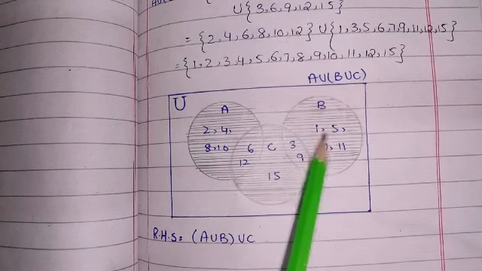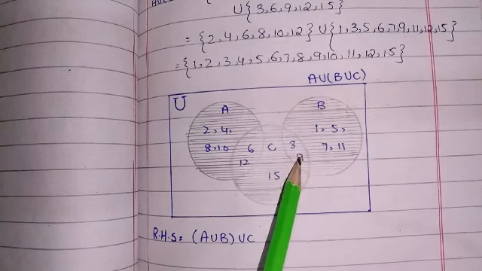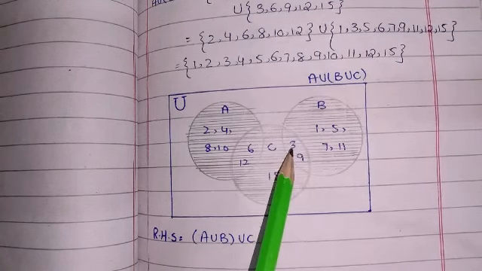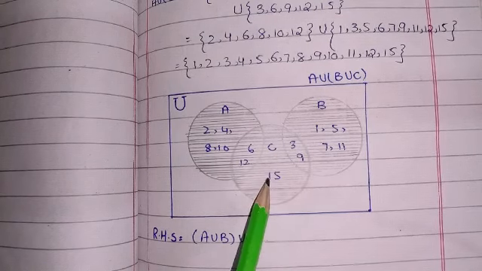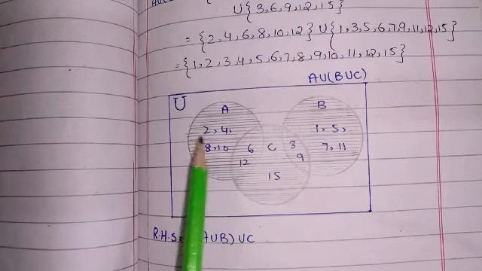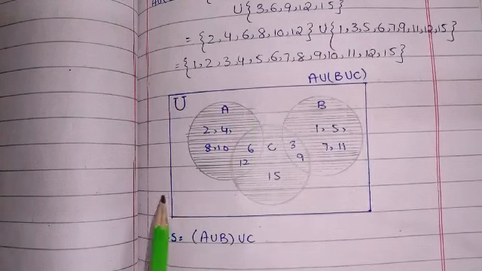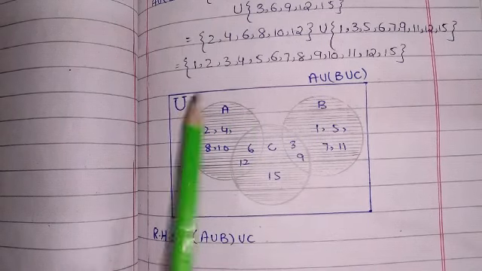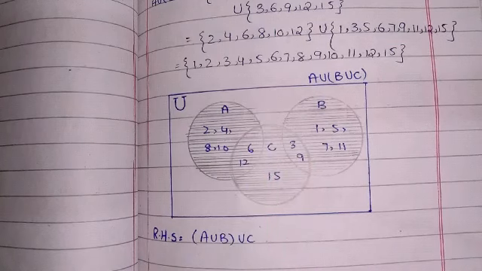In set B we will write 1, 5, 7, 11, and in the overlapping of B and C we will write 3, 9 because elements 3, 9 are present in both sets, set B and set C, and in C we will write 15. Students, this shading shows the union of all sets, and as you know, this is our universal set denoted by U, and we will write the operations over here. Now students, let's move towards our right hand side, which is (A union B) union C.